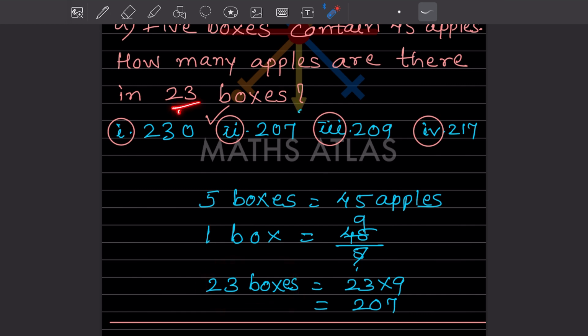So how many are there in 23 boxes? So 1 is 9. So 23 is going to be 23 multiplied by 9. That is going to be 207. So this is the correct option.